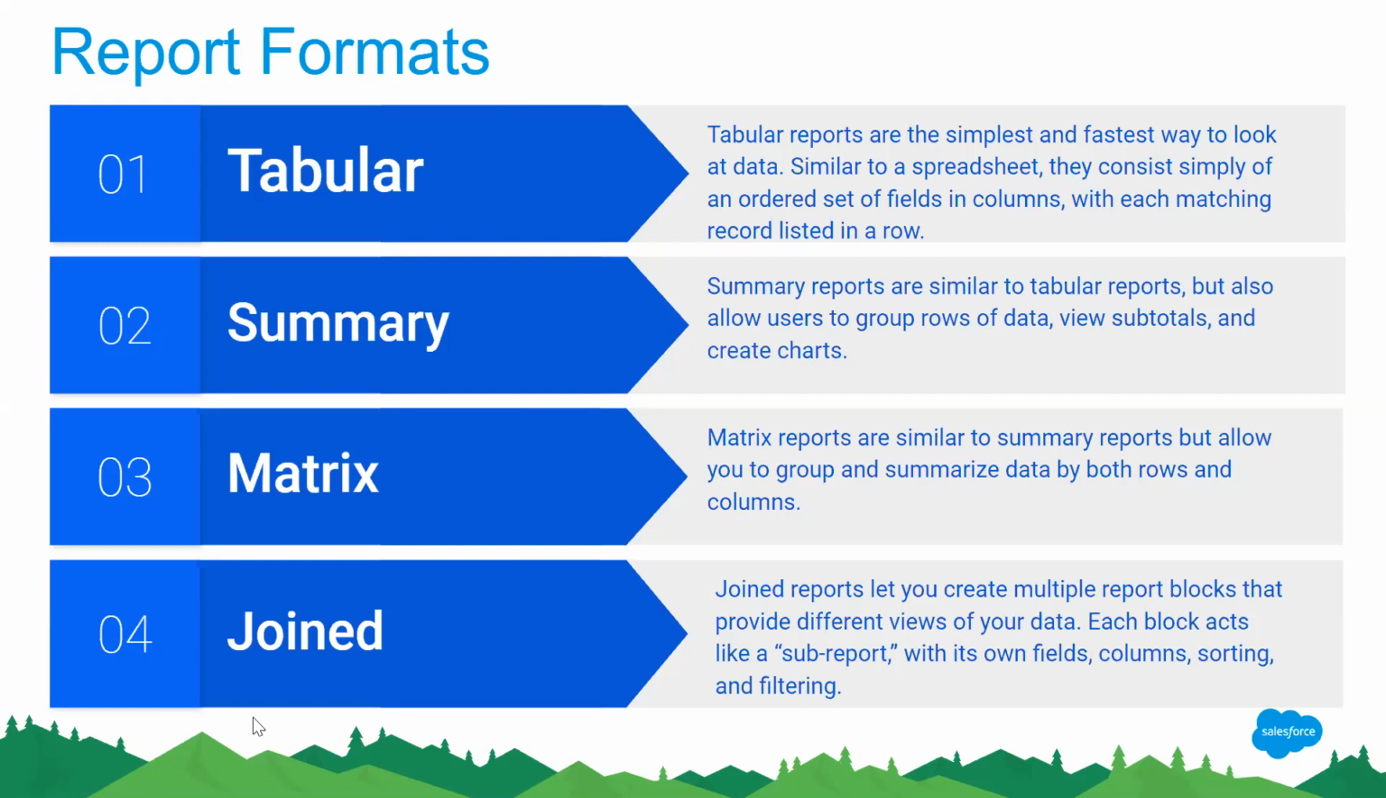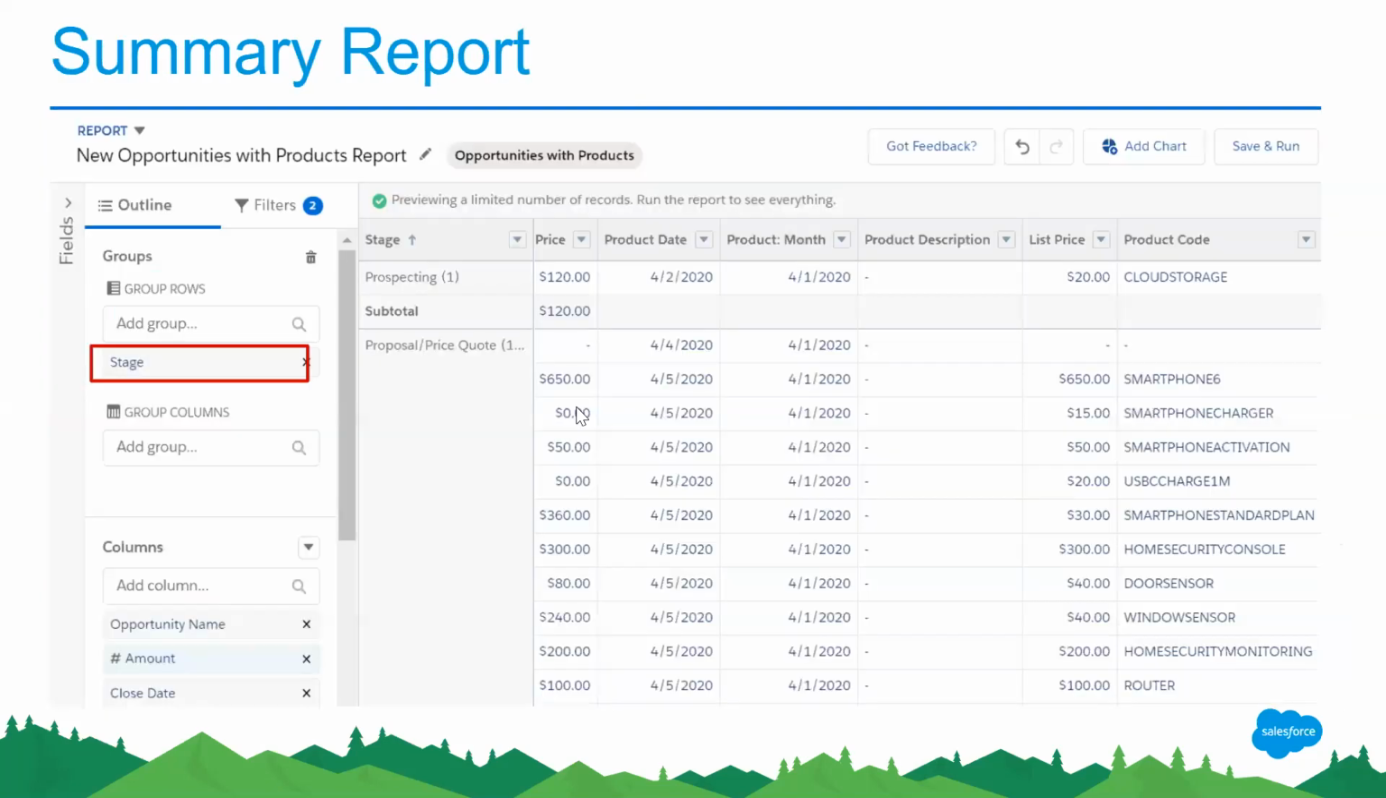So the next format is the summary report. A summary report is very similar to a tabular report, but this report allows grouping of row level data. I can do grouping at the row level, which I call a summary report. The next format is matrix.